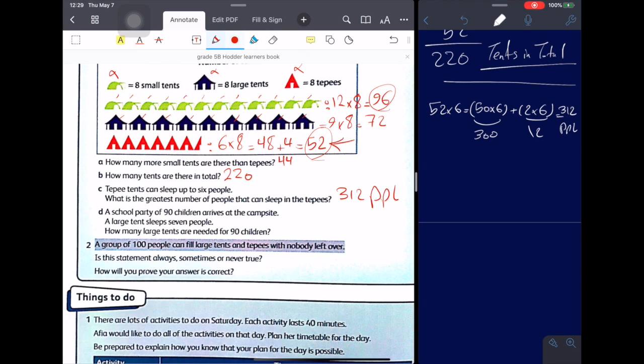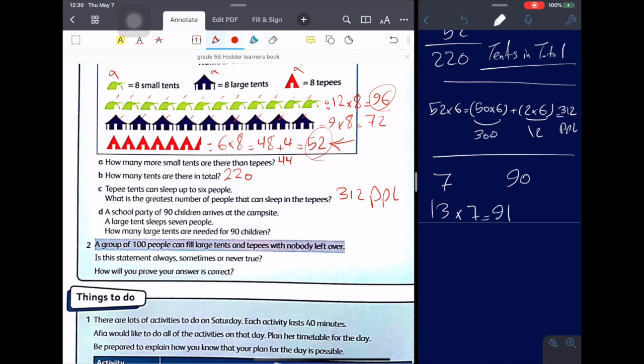A school party of 90 children arrive at the campsite. A large tent sleeps 7 people. How many large tents are needed for 90 children? Okay, so if a large tent sleeps 7 people and we have 90 children, we need to make a division to see how many 7s we have in 90. Starting from 10, 10 times 7 is going to make 70. I think we can go more. 12 times 7 is going to make 84. And 13 times 7 is going to make 91.